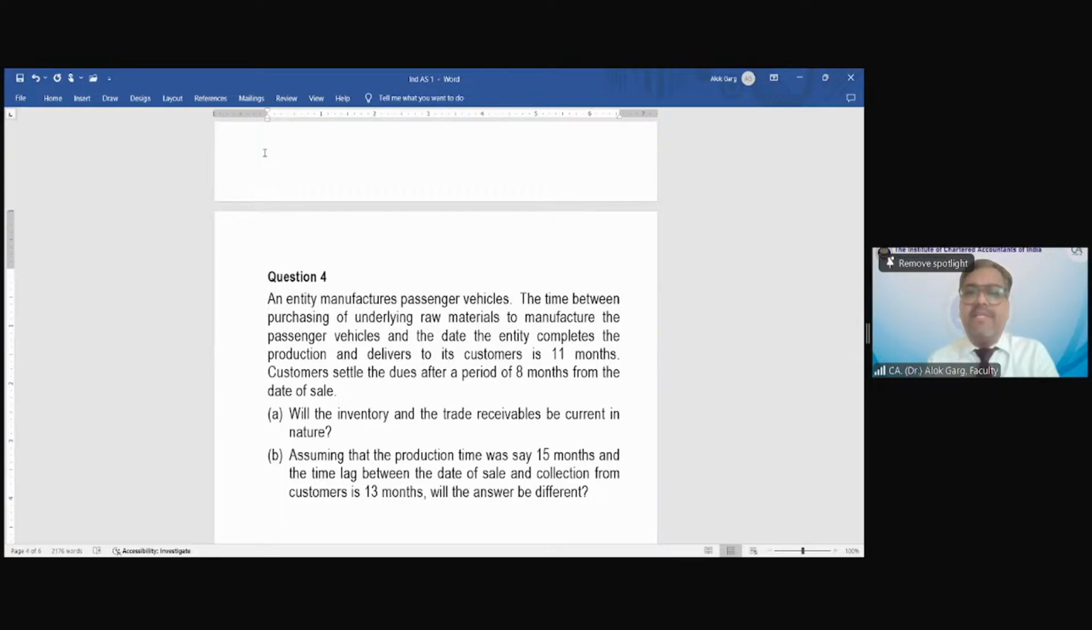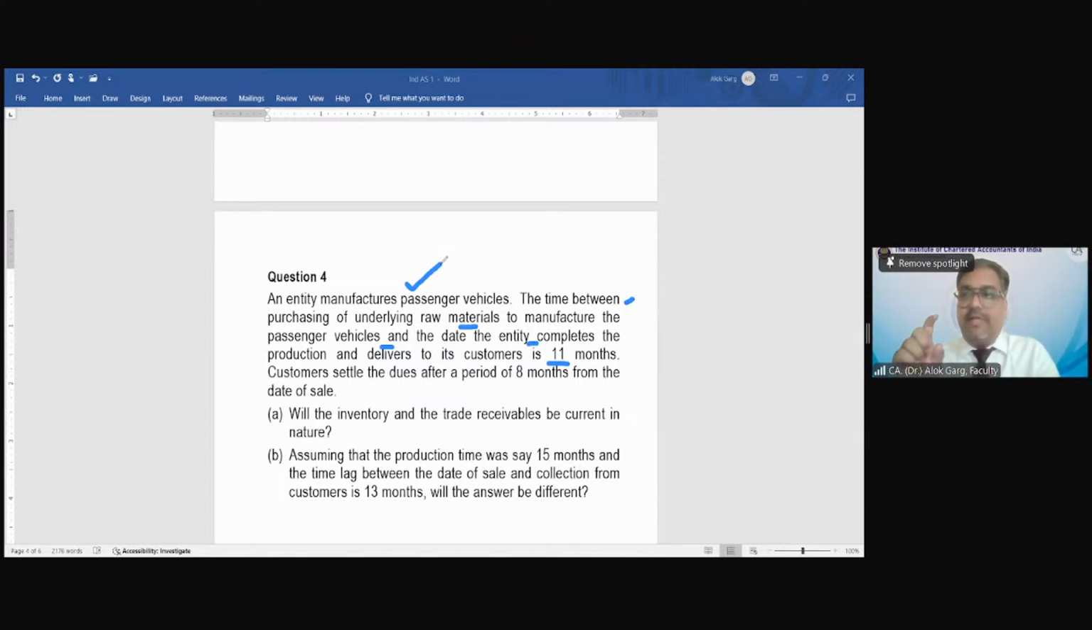The time between purchasing of underlying raw materials to manufacture the passenger vehicles and the date the entity completes the production and delivers to its customer is 11 months. So this entity is in the business of manufacturing vehicles. The time when the company purchases the raw material, enters the assembly line, gets the final output, and delivers these vehicles to the customer is 11 months.